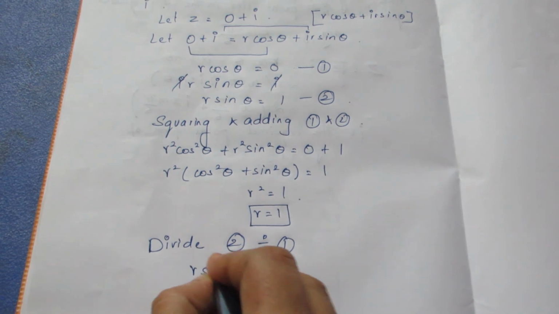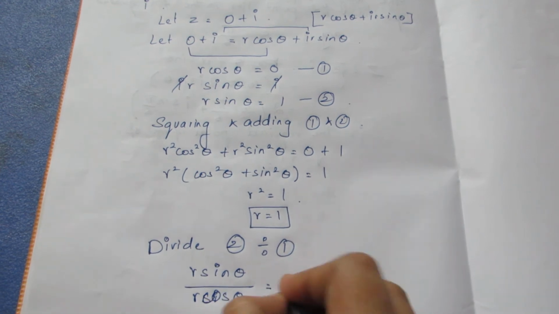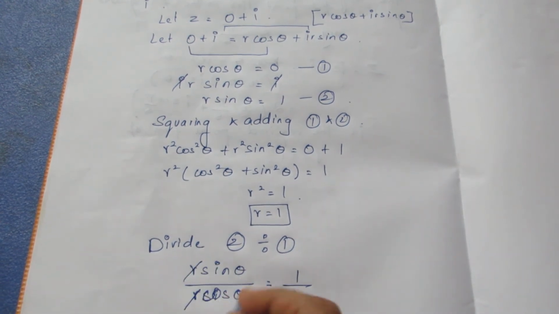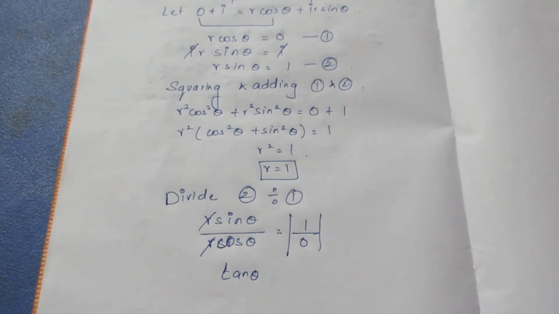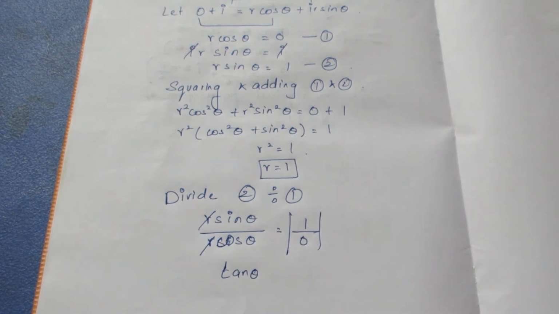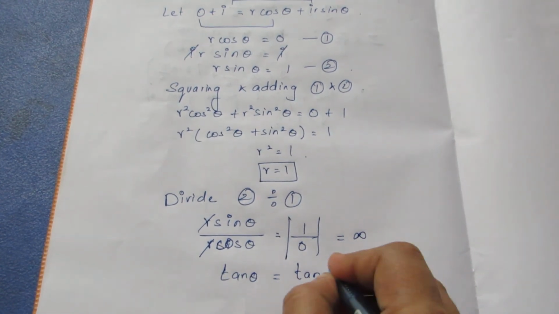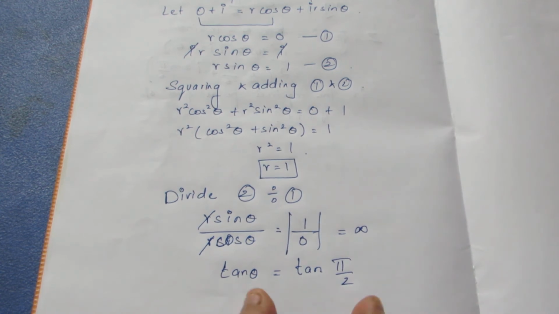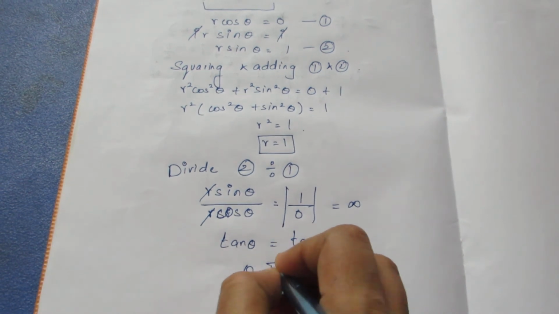So here it becomes r sin theta by r cos theta is equal to 1 by 0. Here r gets cancelled. This becomes, it will be in modulus, tan theta equals 1 by 0. 1 by 0 is nothing but not defined. So we know that tan 90 is not defined. Tan 90 is not defined. Since it is not defined, we can write this to be tan 90, that is pi by 2. Pi by 2 is our 90. Equating the angles, we get theta equal to pi by 2. We have found the theta.